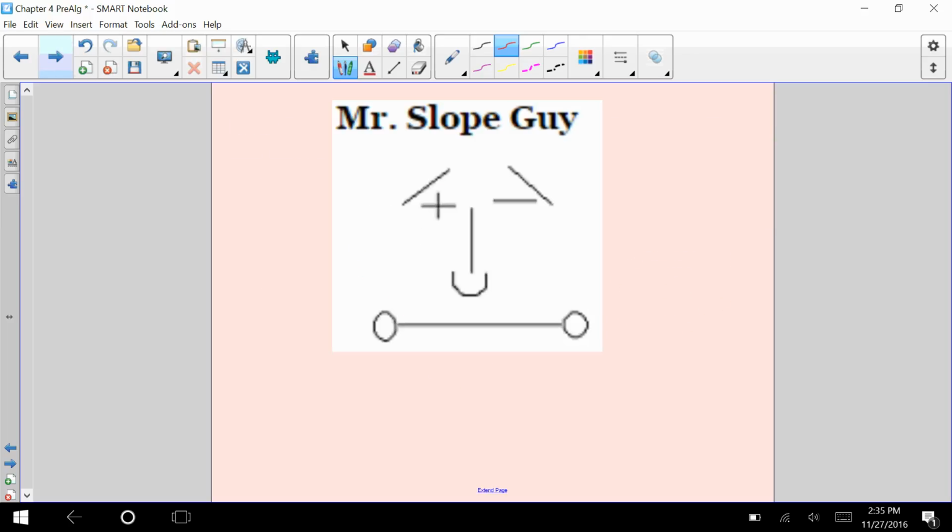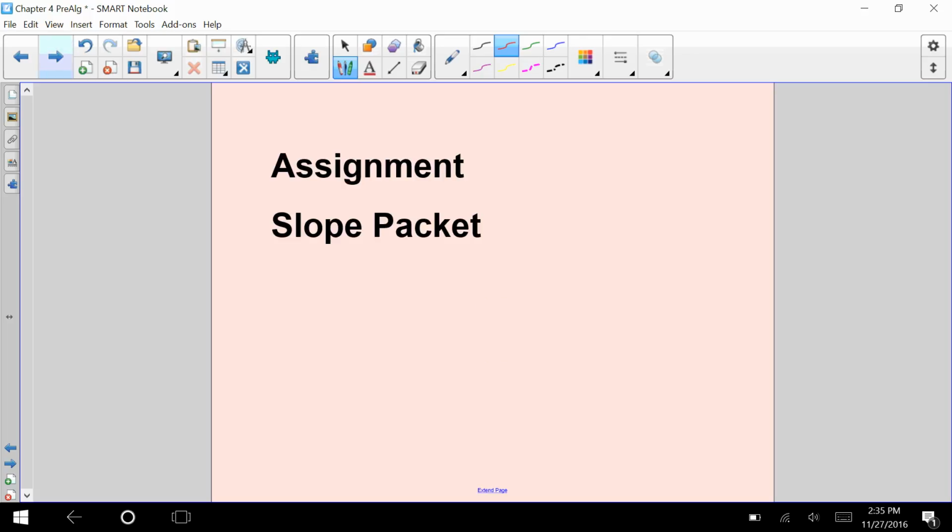This is Mr. Slope Guy. He is a helpful tool for remembering how slopes go. I'll explain quickly how he works. You'll notice a line that looks like this has a positive slope. A line like this has a negative slope. A line like this, a vertical line, has an undefined slope. And a line just like this, or a horizontal line, has a 0 slope, and that forms Mr. Slope Guy. Your assignment is the slope packet.